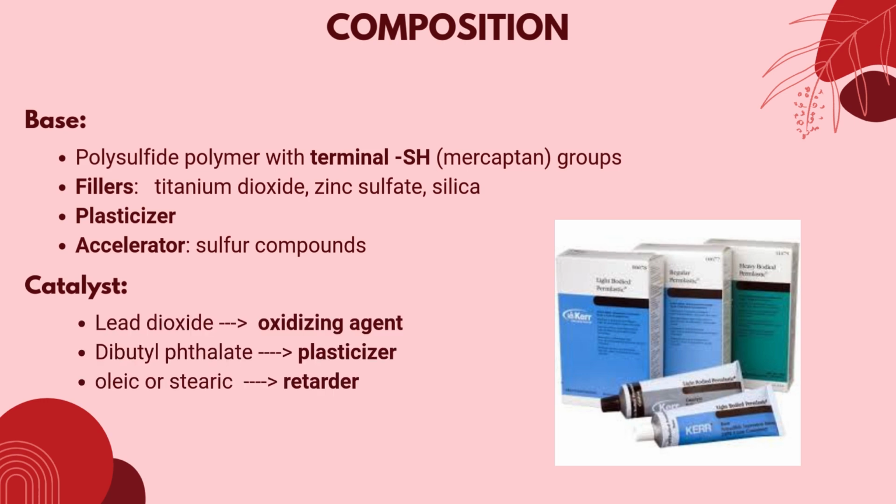The catalyst paste contains lead dioxide as an oxidizing agent, plasticizer as dibutyl phthalate, and oleic or stearic acid as a retarder to control the rate of the setting reaction. Lead dioxide is the component that gives polysulfide impression material its characteristic brown color.